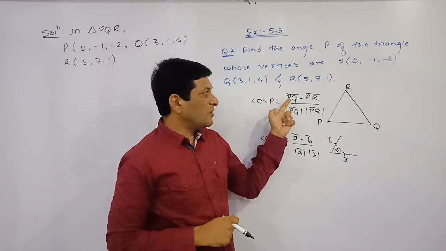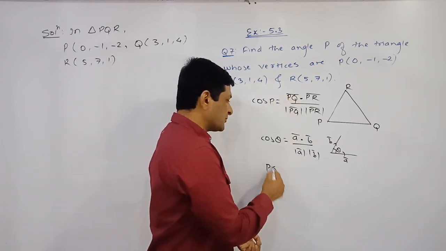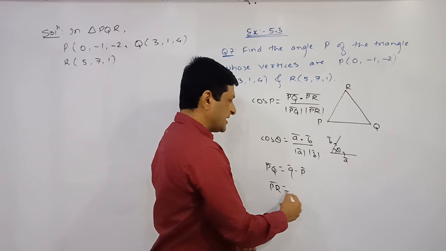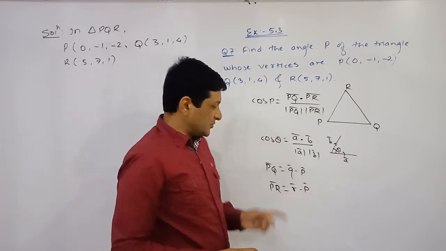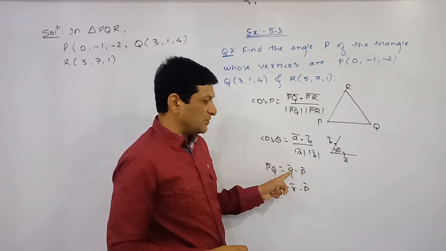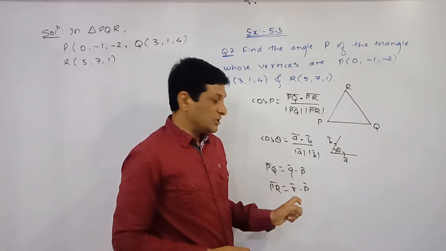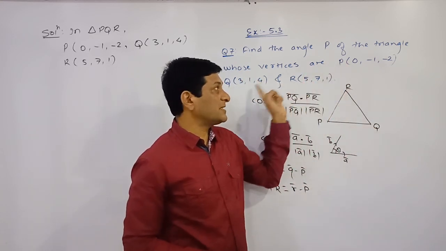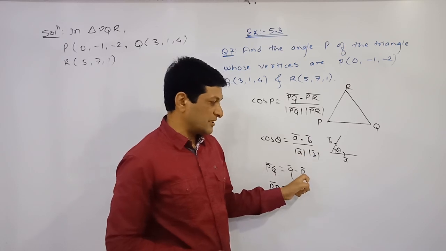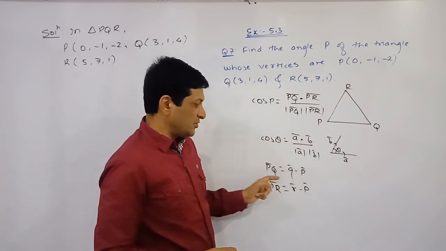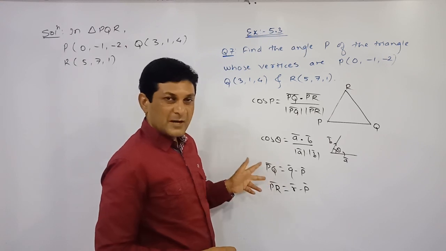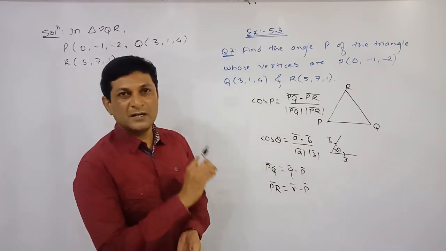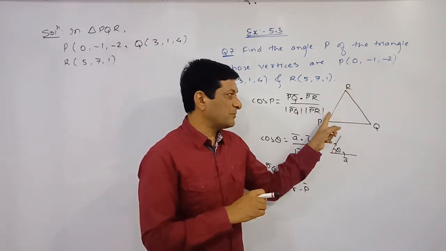Now to find the value of PQ bar, we know that PQ bar in terms of position vectors can be expressed as Q bar minus P bar. In the same way, PR bar can be expressed as R bar minus P bar. Means to find the values of these two vectors, first we will require the position vectors of these three vertices. From the coordinates of these three vertices, we are able to find their position vectors, means P bar, Q bar, R bar. Using the position vectors we will get the values of these two vectors, and once they are known to us, this formula is applicable to find the angle between PQ bar and PR bar, means our required angle P.